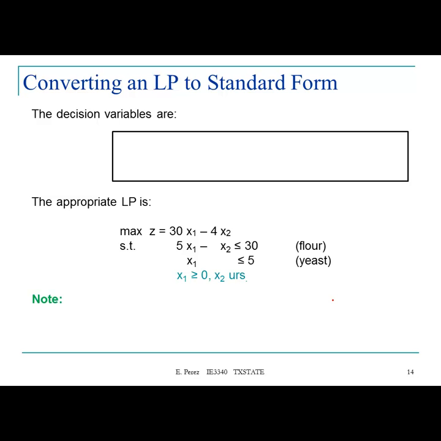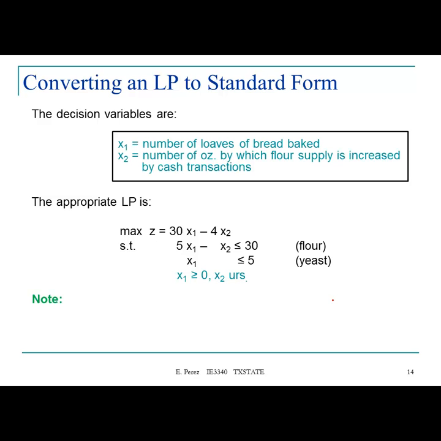How are you going to make profit? Yes, by selling this bread. Okay, so you have another decision variable, number of loaves of bread baked. Those are the ones that you're selling, and you also have the number of ounces by which flour supplies is increased by cash transactions. So remember, X2 can be if you sell or if you buy. You can go in both directions.